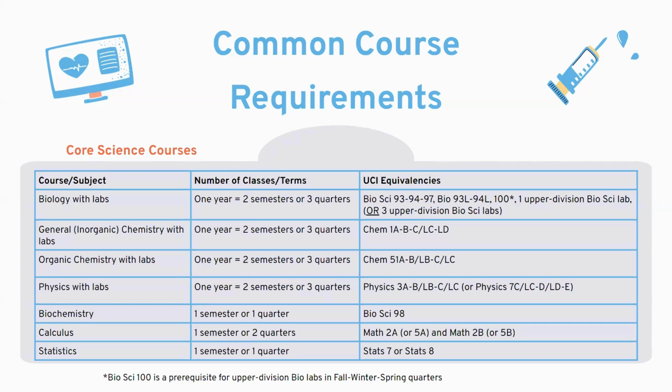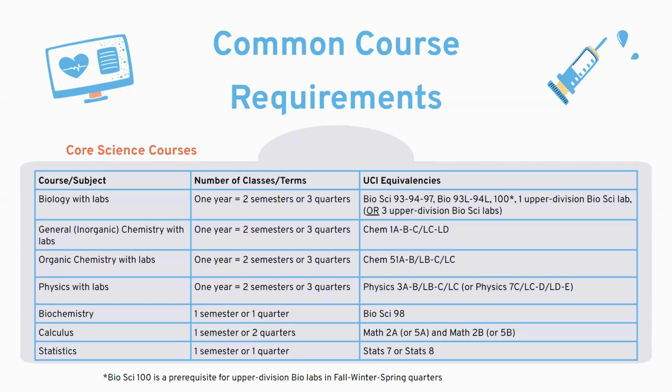Next, we have organic chemistry, which is also a 1 year requirement of lecture plus labs. So again, either 2 semesters or 3/4. If taken here at UCI, it would be Chem 51A, B with lab, and C with lab. And then that completes the chemistry series, both inorganic and organic.